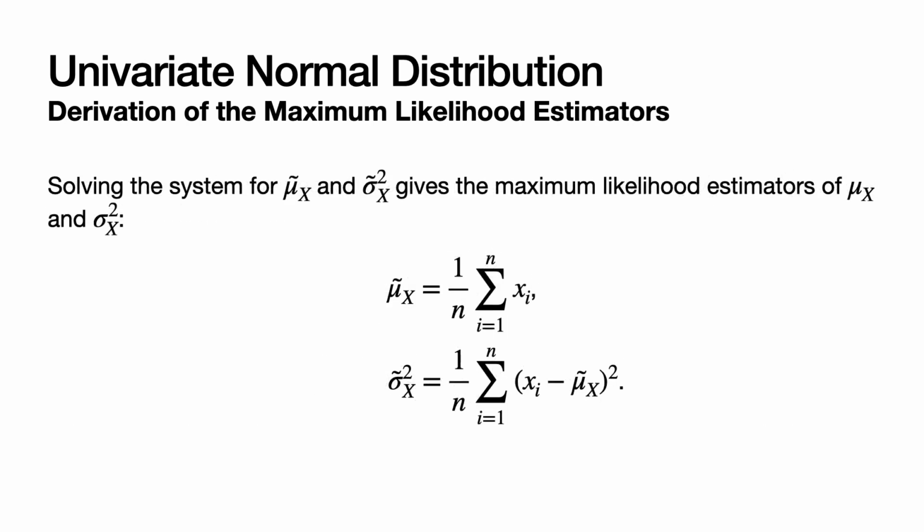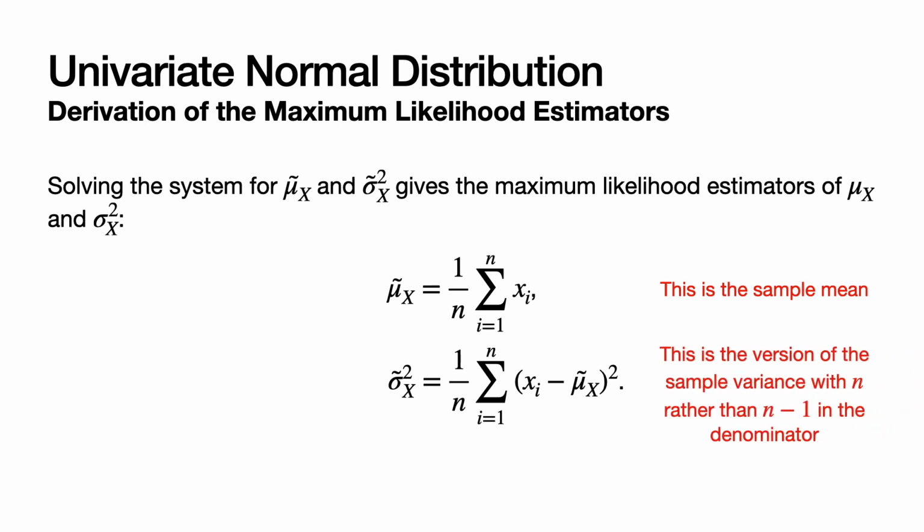Solving the system for mu tilde x and sigma tilde squared sub x gives the maximum likelihood estimators of mu sub x and sigma squared sub x. Specifically, the MLE of mu sub x is equal to 1 over n times the sum i going from 1 to n of the x's, and that's just the sample mean, isn't it? The MLE of sigma squared sub x is equal to 1 over n times the sum i going from 1 to n of the square of x sub i minus mu tilde sub x. This is the version of the sample variance with n rather than n minus 1 in the denominator.